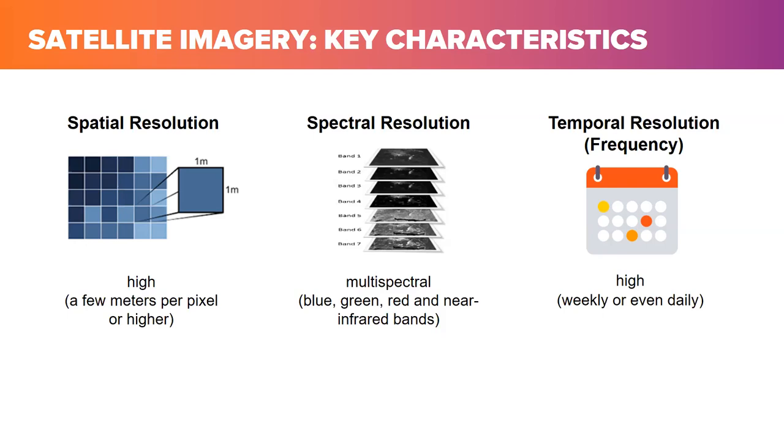And the third feature we're going to look into is the temporal resolution, or in other words, how frequently you can get an image of the same area. If you want to support farmers in their day-to-day activities, it has to be at least weekly, not less than weekly coverage. And if you can get a better frequency, that's perfect. If you are able to get a daily one, that's just perfect.